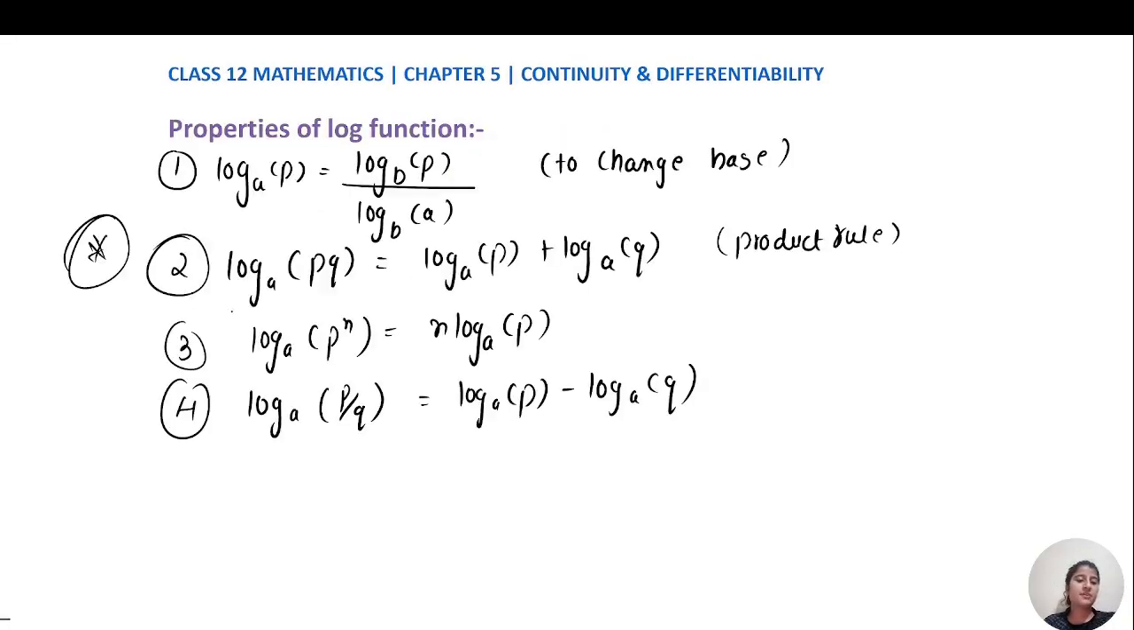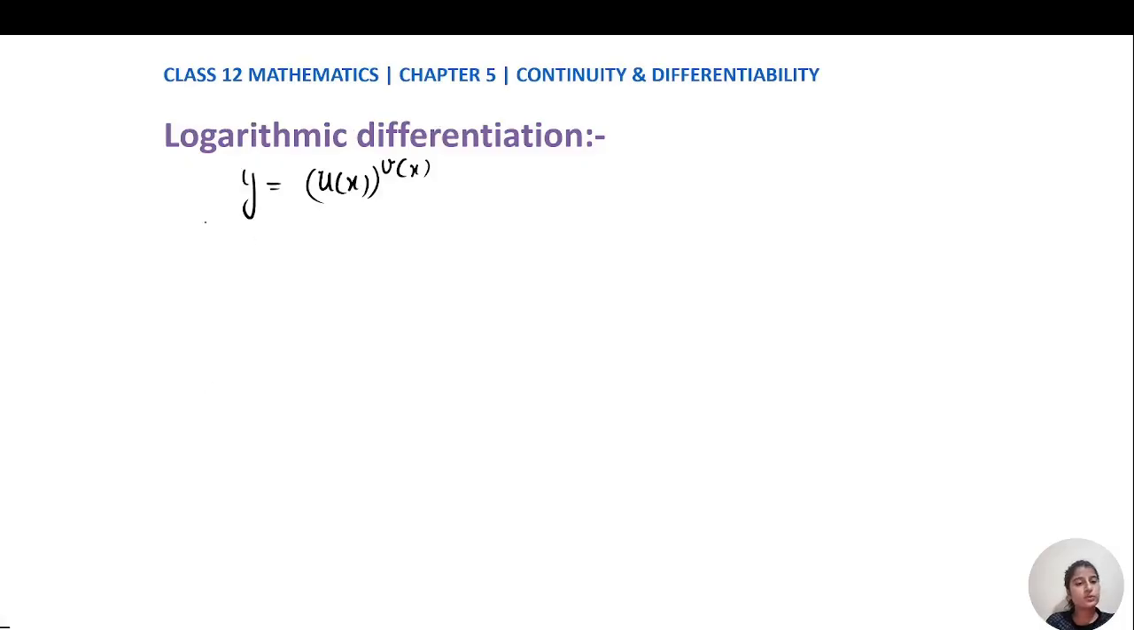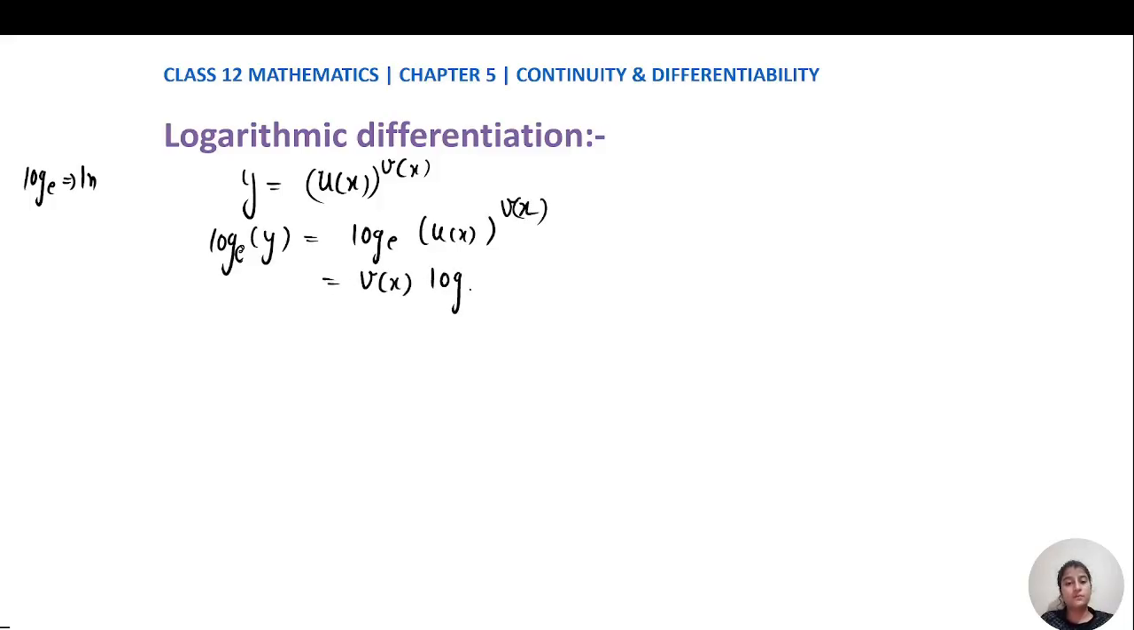So if I apply log on both sides, then the power will come out. So we will use this. Take log on both sides. What do we get? Take the natural log. If you have e, that means log e means natural log. So natural log of e raised to y, take log on both sides. This will be log with base e of u of x whole raised to v of x. This can be written as, take v outside, that is v of x log with base e of u of x. So this is our log with base e of y.